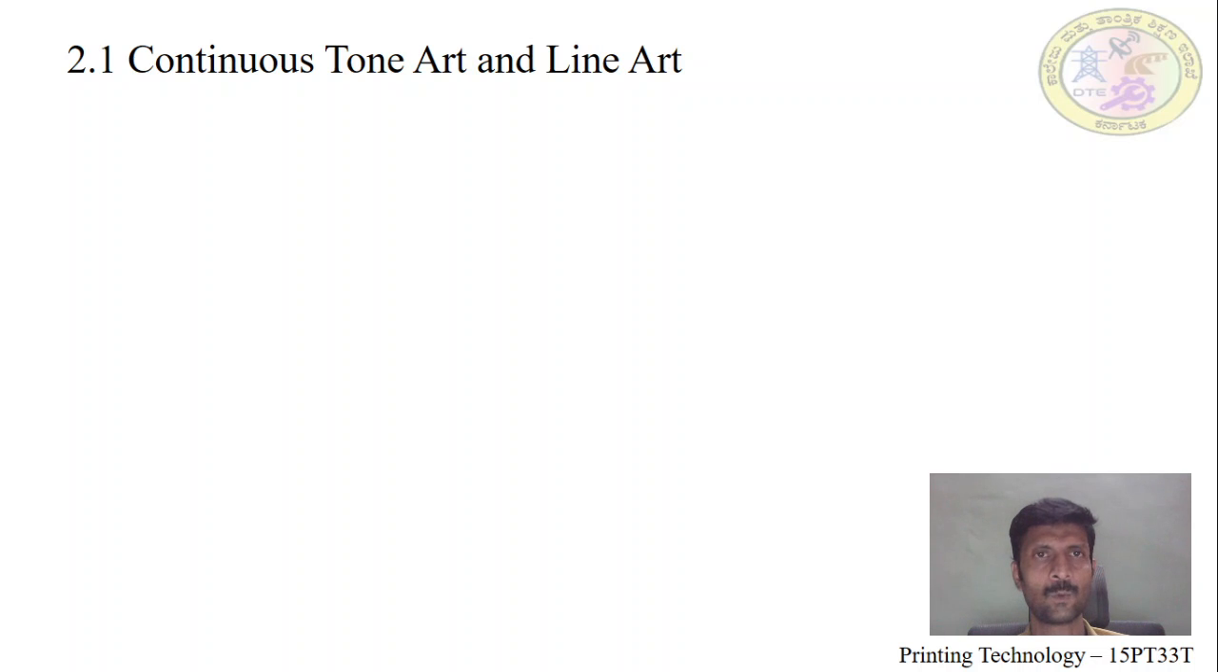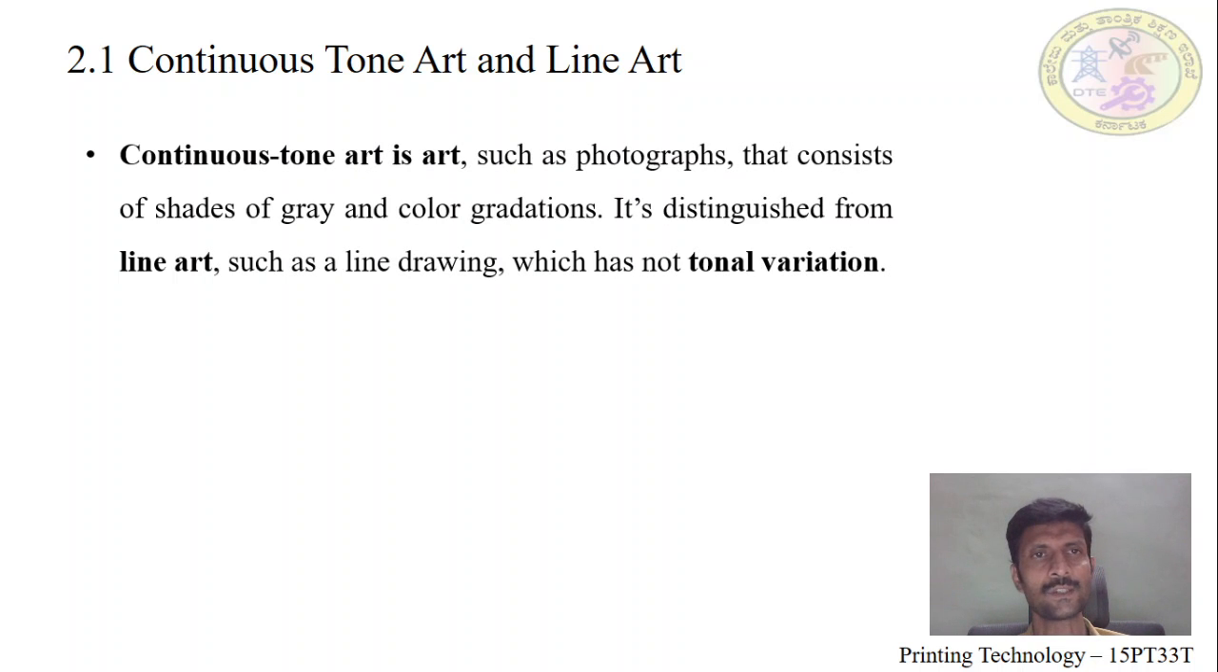Let us understand what line art and continuous tone art are. A continuous tone art is art such as photographs, consisting of shades of gray and color gradations. A continuous tone art, for example photographs, consists of light, shadow and middle tone ranges. There are no off-tone dot patterns in that. The photographs we take in a photo print are called continuous tone art.